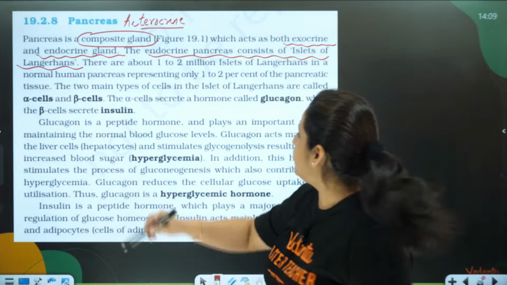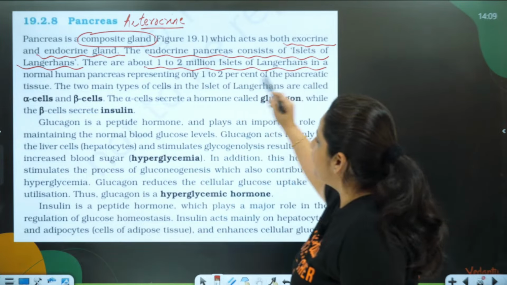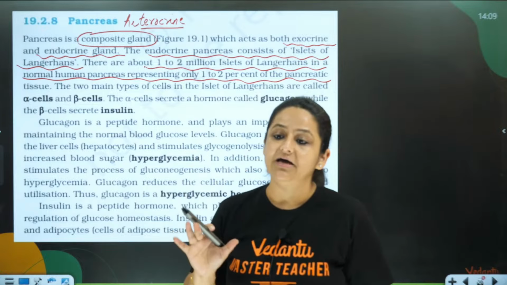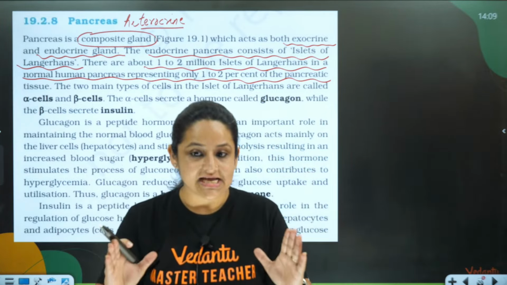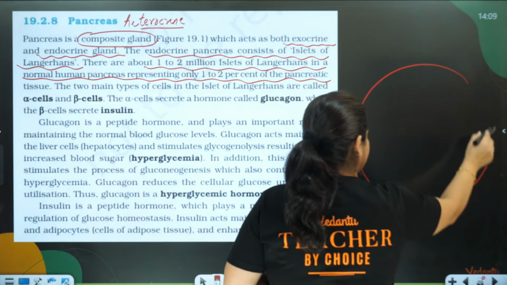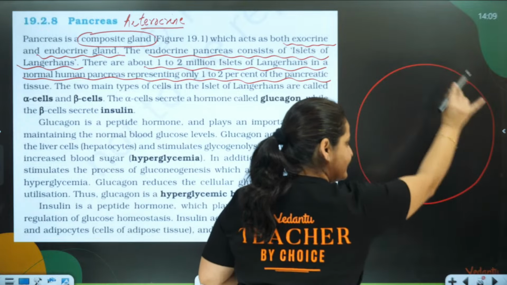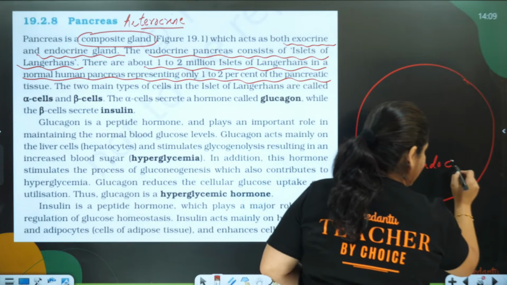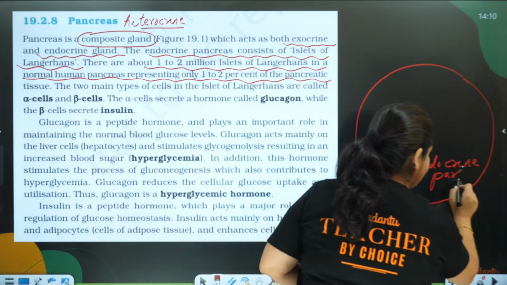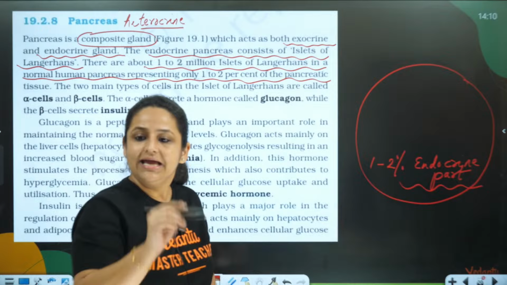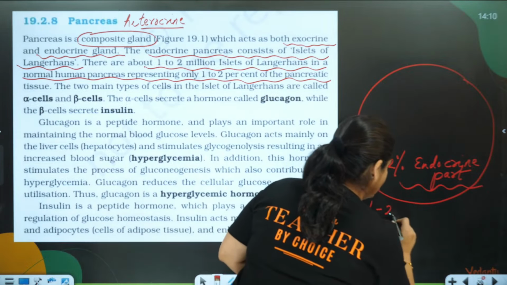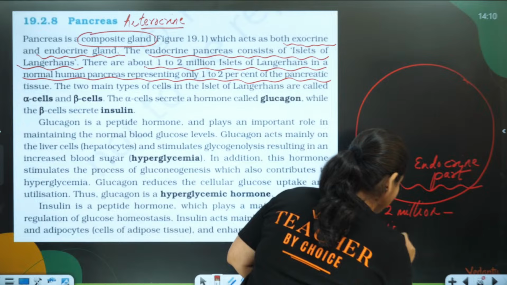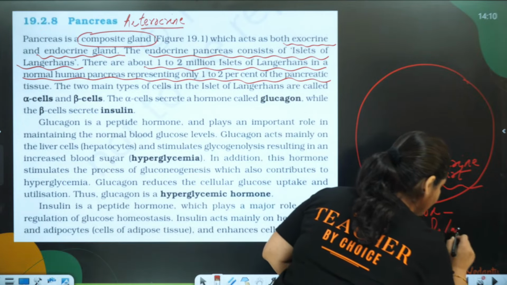So what they say, very important point: there are around 1 to 2 million islets of Langerhans in the normal human pancreas. They represent only 1 to 2% of the entire pancreatic tissue. Let's say this is the entire pancreas. Of the entire pancreatic tissue, only 1 to 2% is the endocrine part. And in this endocrine part, there are around 1 to 2 million collections of cells called islets of Langerhans.